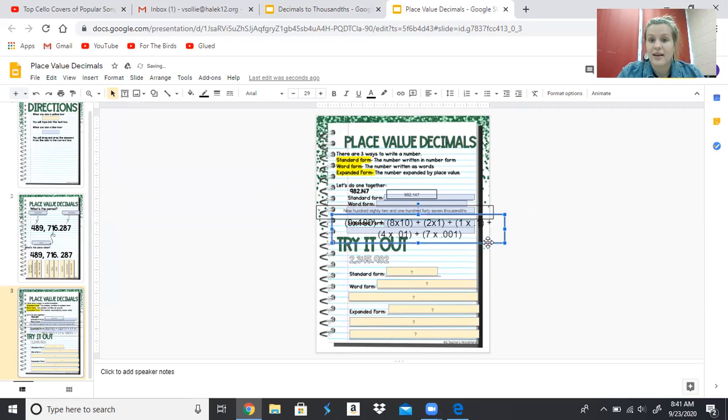So this would be how we would write that in expanded form. And I'll drag it over here. It may cover up some stuff, but that's okay. That way we just know where it would go.